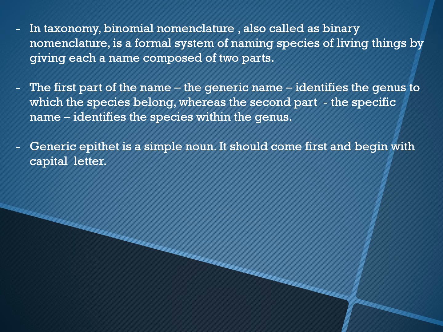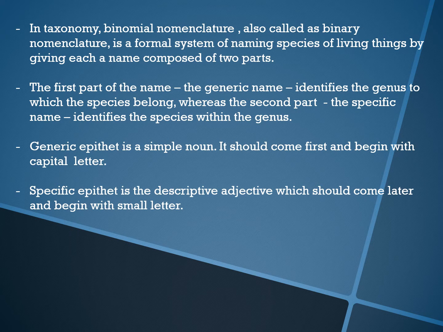Generic epithet is a simple noun. It should come first and begin with a capital letter. So we always write the generic name with a capital letter and it always comes first. Specific epithet is the descriptive adjective, which should come later and begin with a small letter. So this is a main difference. While writing the binomial nomenclature, the generic name or the first part should always be in capital letter, and the specific name or the species name should come second and should be in small letter.